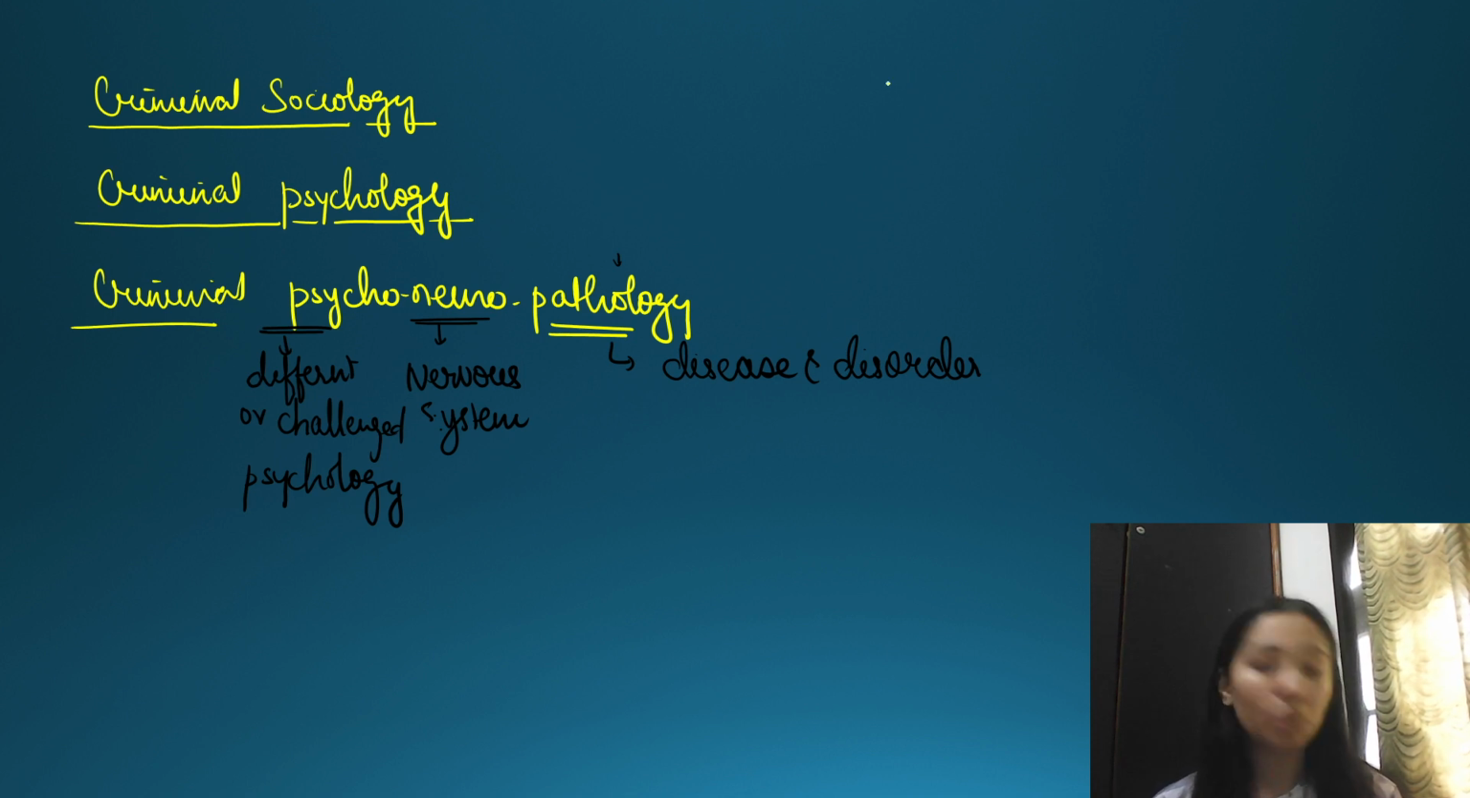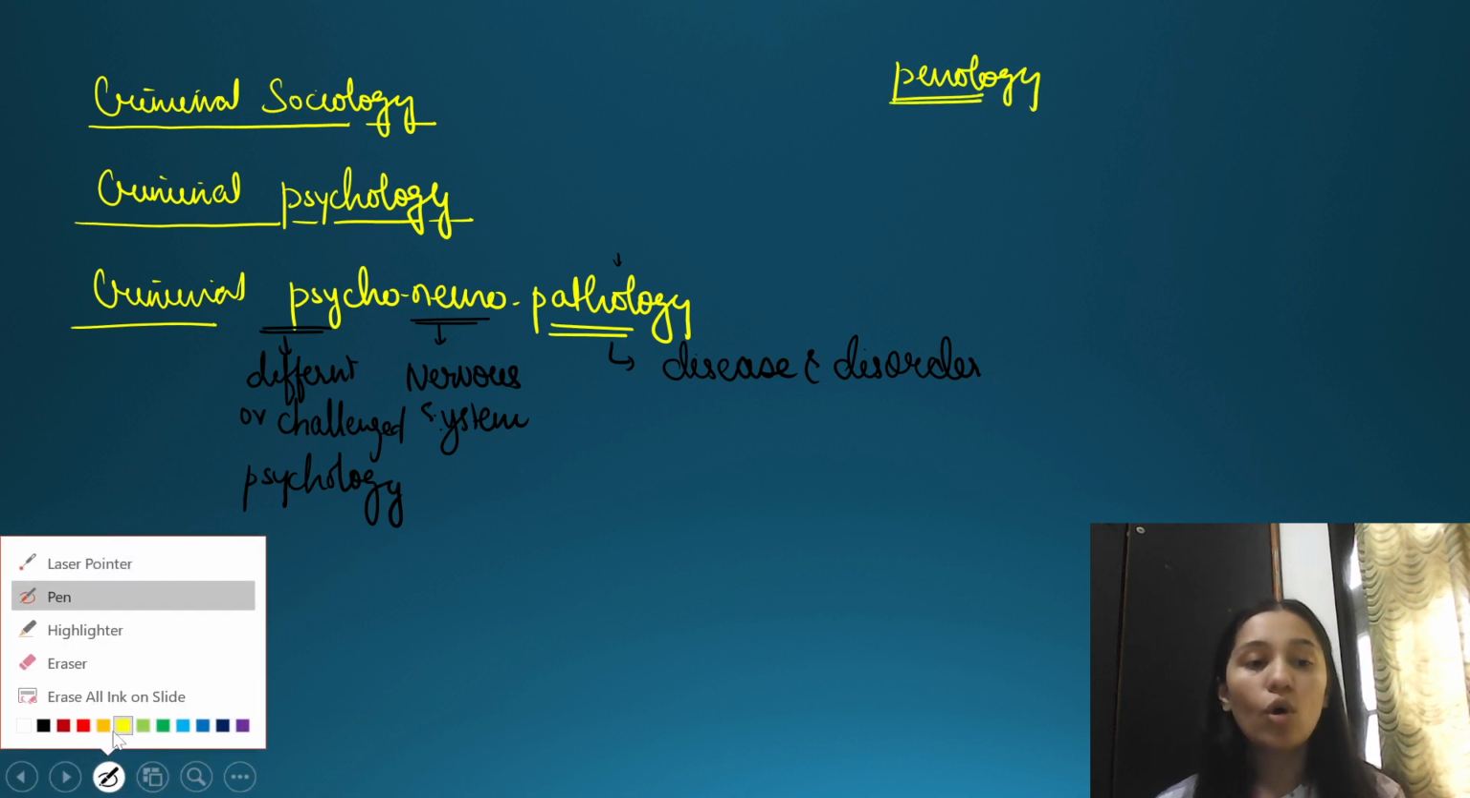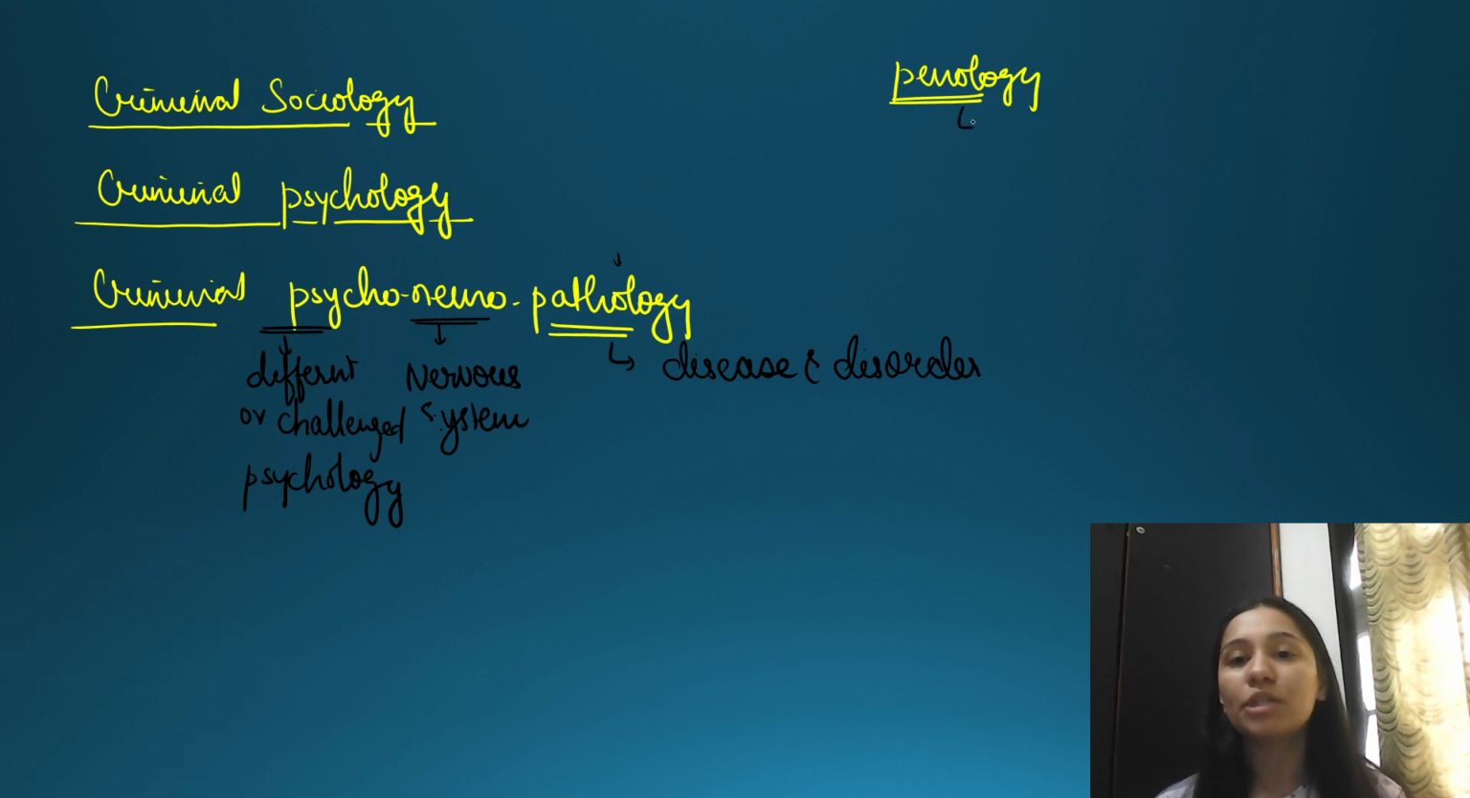Then we have penology. Penology is the penal code, something under which we can give punishment. If that person is not mentally sound, not psychologically sound, or is not able to understand their act, we cannot just penalize them like normal people. So penology is again a part of criminology.